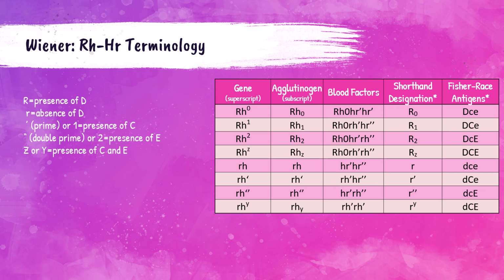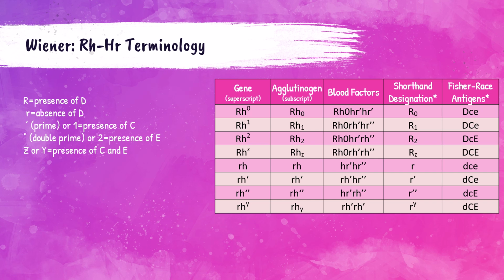So this chart on the right-hand side here shows the major agglutinogens and their factors. It also shows their shorthand designations and their corresponding Fisher-Race antigens. In this chart, a capital R indicates the presence of big D, little r indicates the absence of big D, prime or 1 indicates the presence of big C, double prime or 2 indicates the presence of big E, Z or Y indicates the presence of big C and big E.